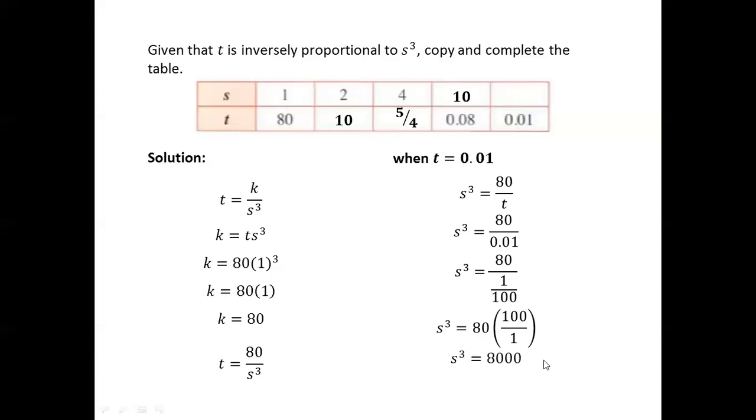We then get the cube root of each side, but it will be simpler for us if we express 8,000 into these factors: 8 times 1,000. Because here, both 8 and 1,000 are perfect cubes. We now have s is equal to 2 times 10, because 2 is the cube root of 8 and 10 is the cube root of 1000. 2 times 10 is equal to 20. That means when the t value is 0.01, the s value will be 20. So as you can see, as the s values increase, the t values are decreasing.